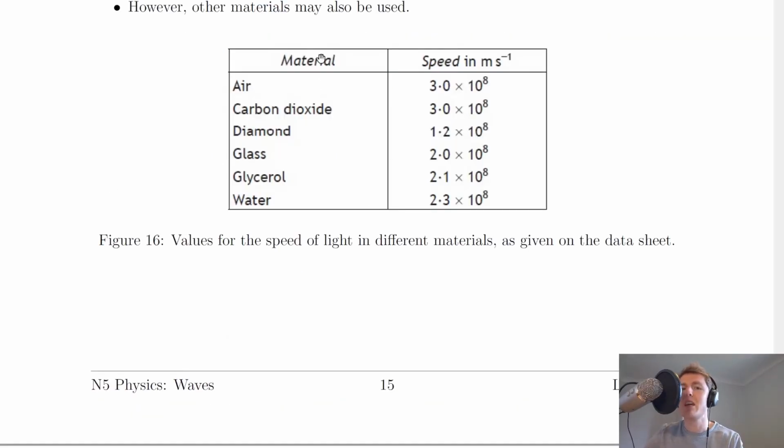So you will get this table in the data sheet of your exam, and it's there giving you the speed in different materials so that you don't have to remember them. So the speed in air is there at 3 times 10 to the 8, speed of light in glass 2 times 10 to the 8, but then you'll see the speed of water is 2.3 times 10 to the 8.